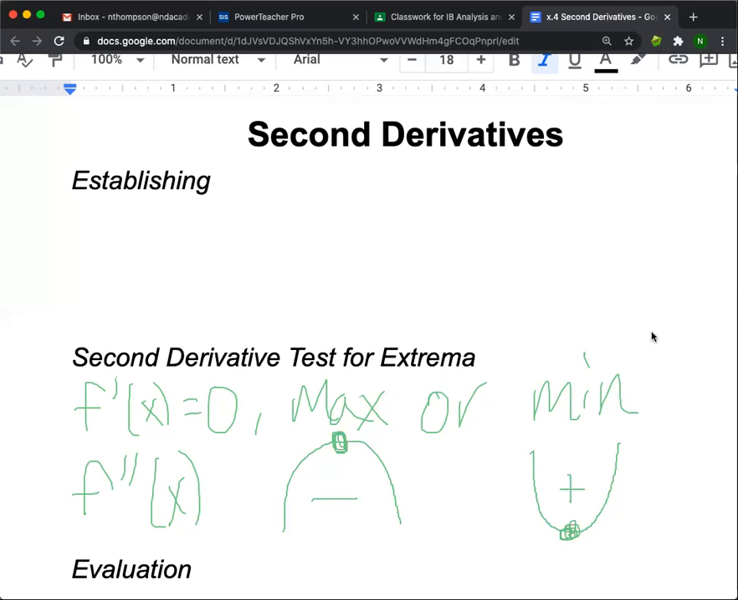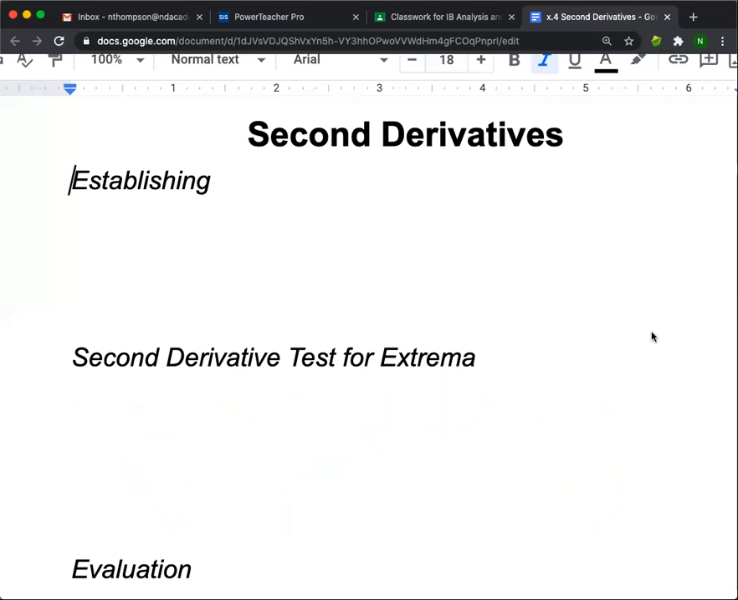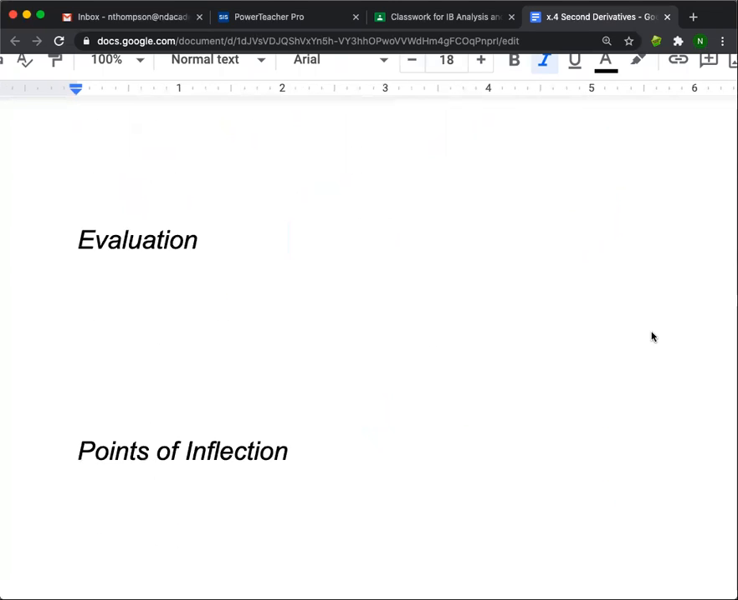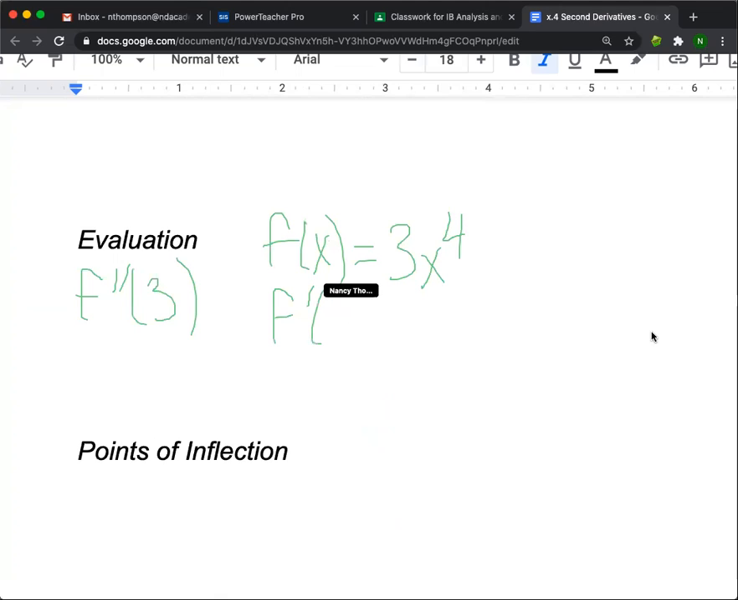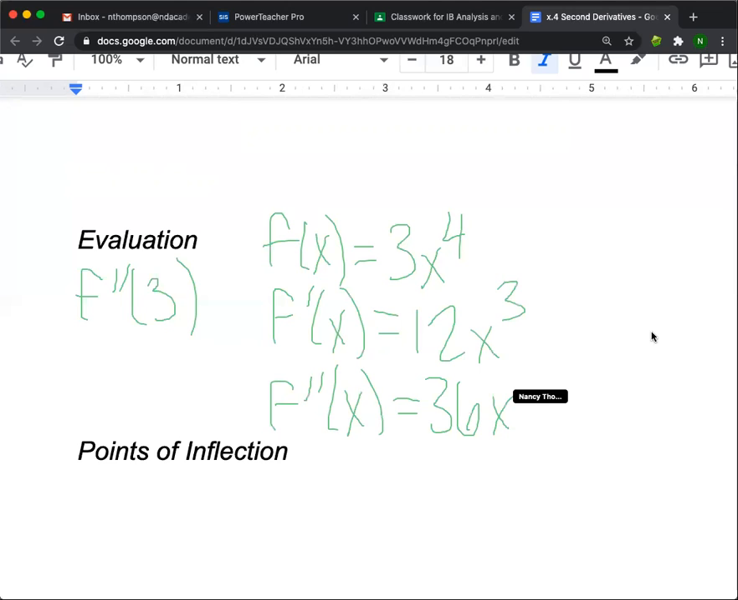Okay, as far as evaluation, you just need to plug in a value. So let's say we have f prime of 3, f double prime of 3. If our function f of x is 3x to the 4th, we'll just make it simple, then f prime of x is 12x cubed, and f double prime of x is 36x squared.